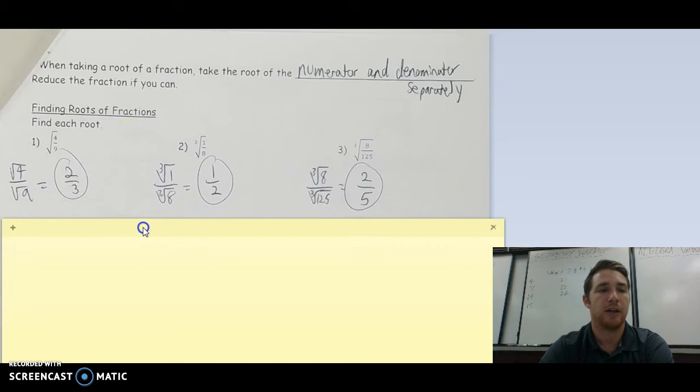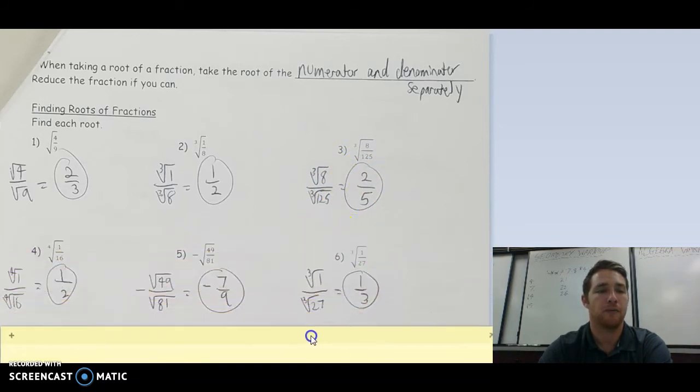So let's see. If I take the square root of 4/9, again, just look at that as two separate parts. Square root of 4, square root of 9, I get 2/3. Same idea if it's a cube root. So cube root of 1/8, I take the cube root of 1, that's 1. Cube root of 8, that's 2. So I get 1/2. Same idea here. Cube root of 8 is 2. Cube root of 125 is 5. I get 2/5 if I take a cube root.